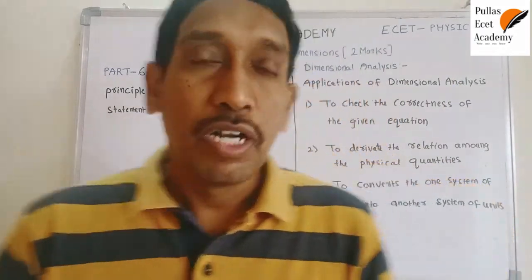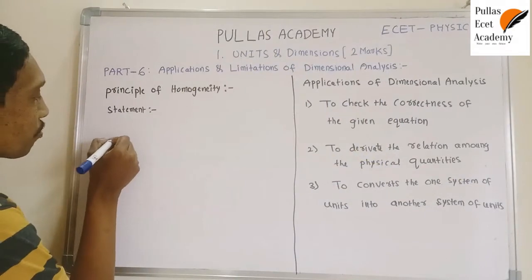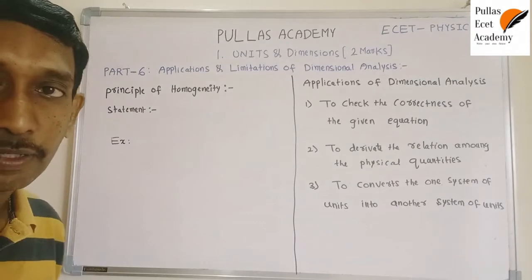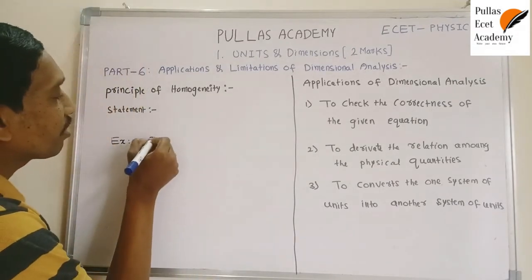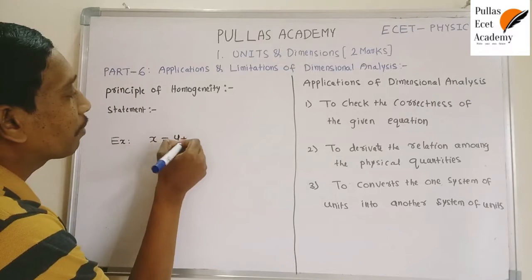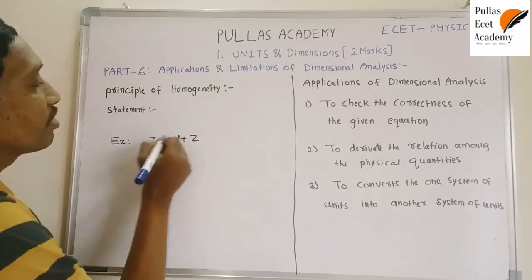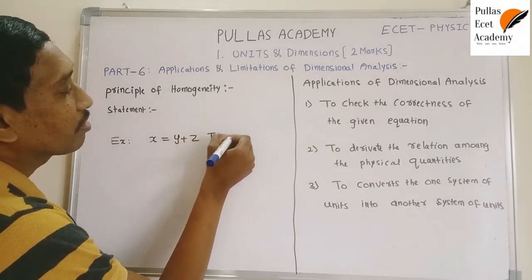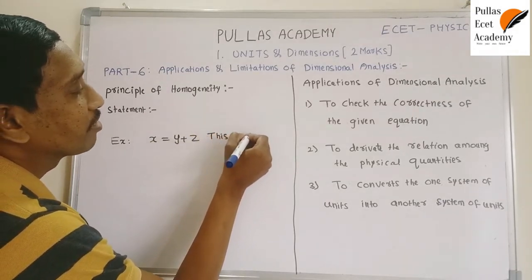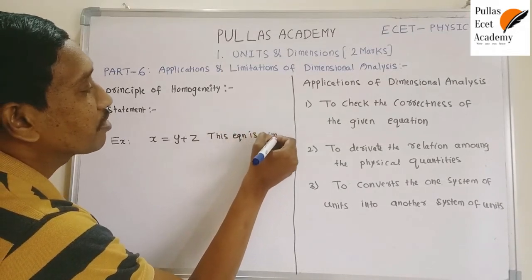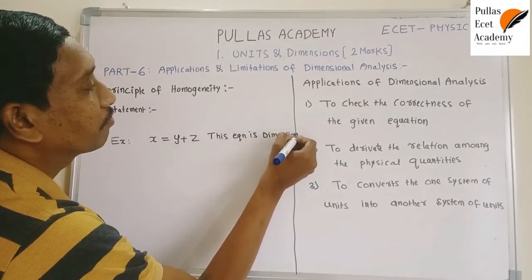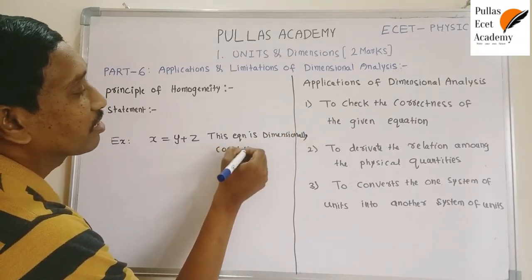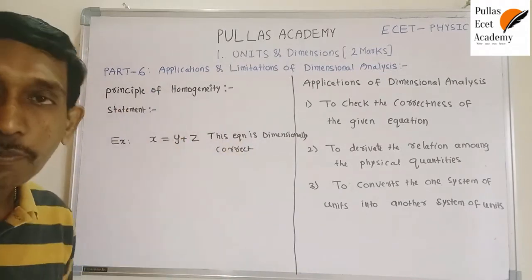Now I want to explain one example. From the example, you can very easily understand the principle of homogeneity. For example, the given equation is x equals y plus z. Suppose this equation is dimensionally correct. When it is dimensionally correct, it obeys the principle of homogeneity.